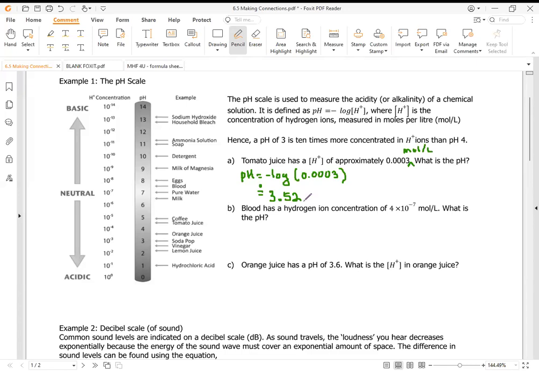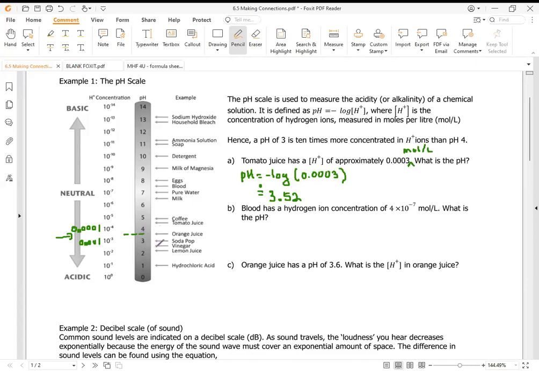Yes? Is there a missing zero after the decimal place in the H plus concentration? Because on the pH scale, it should be about 4.5 and not 3.5. I know. Think about it. 10 to the power of -3 is 0.001, and 10 to the power of -4 is 0.0001. So 0.0003 is bigger than that, but smaller than that. So it is somewhere between.